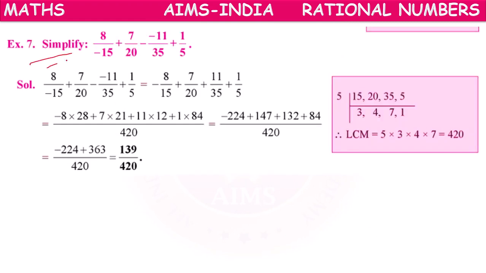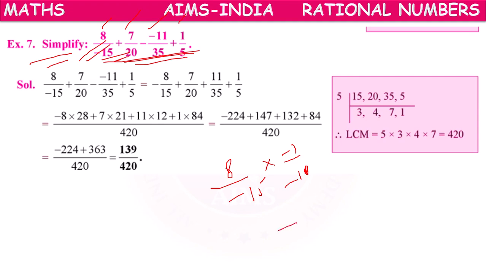So next, simplify. 8 by minus 15, 7 by 20, minus 11 by 35, plus 1 by 5. So all the denominators, one denominator is negative. 8 by minus 15. We have to do rough work sideways, both by multiplying minus and minus. Minus 8 by 15. Like that it will come.